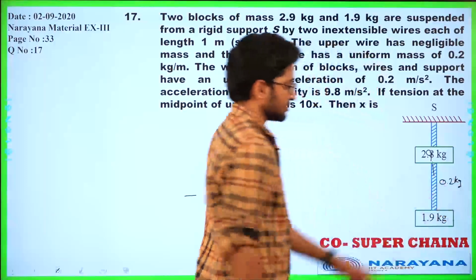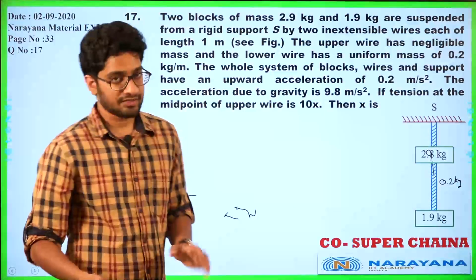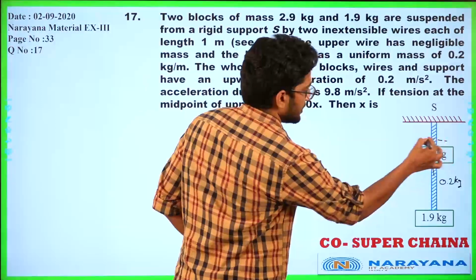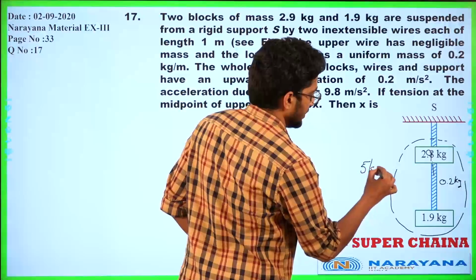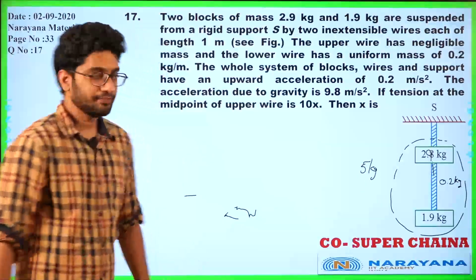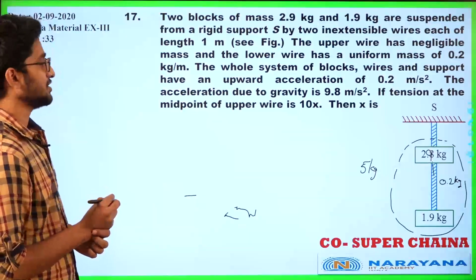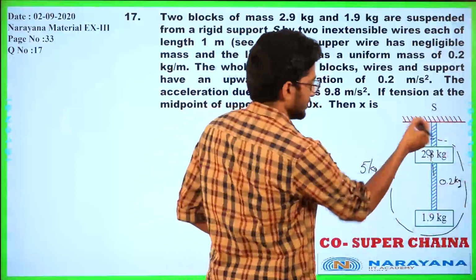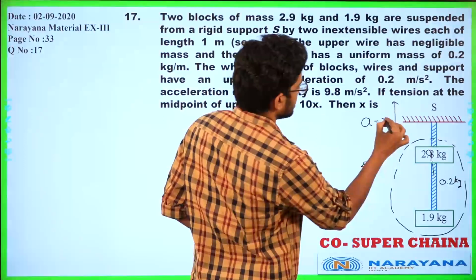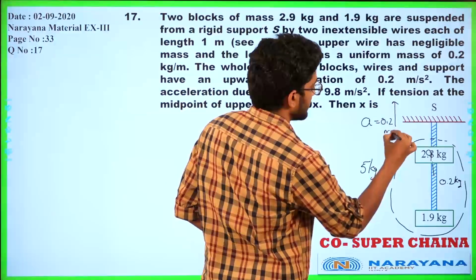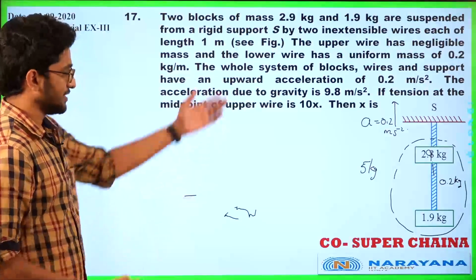So I can say in the whole system there is a mass of 2.9 plus 1.9 plus 0.2, that is 5 kgs mass. So together this system has a mass of 5 kgs. The whole system of blocks, wires and support has an upward acceleration of 0.2. So again this whole system, along with this fixation, is moving upwards with an acceleration of 0.2 meters per second square. The acceleration of gravity is 9.8 meters per second square, g value is given.